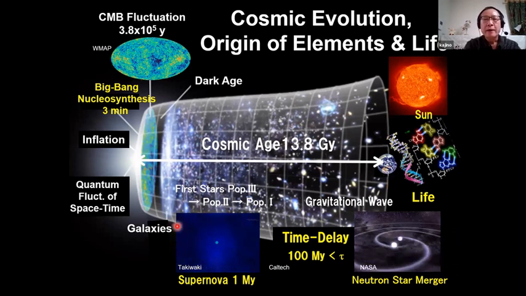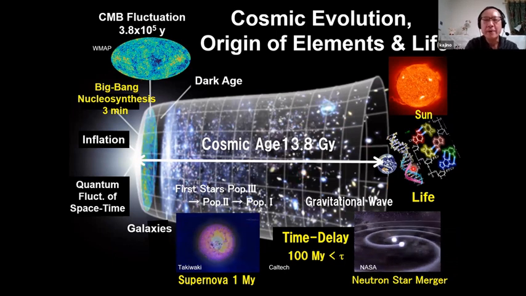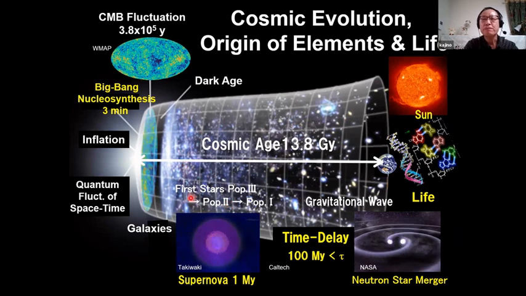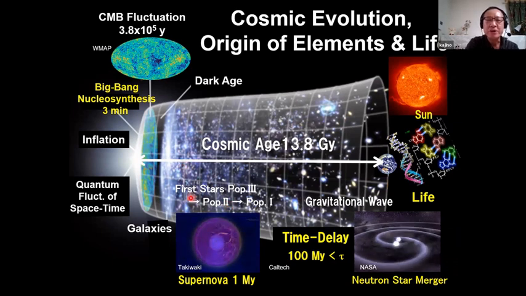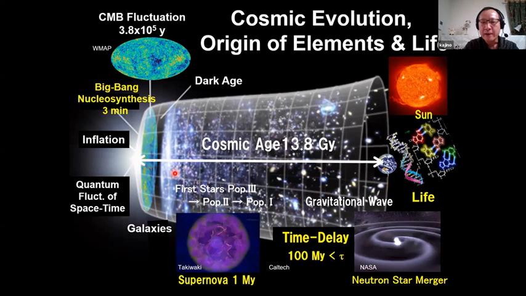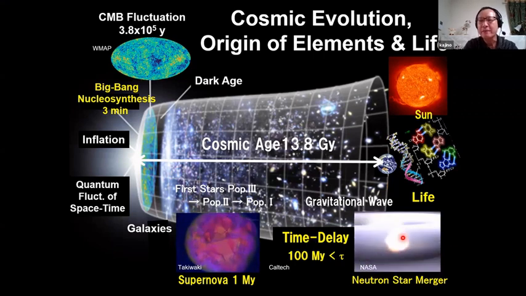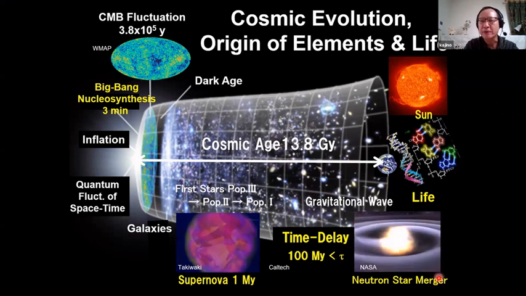This is a sketch of the origin of elements and, until today, the origin of life. The first star probably exploded in a very short duration, about 100 million years after the first stars were formed. Then they leave neutron stars, which find partners, and then they merge and explode. This is a second explosion.